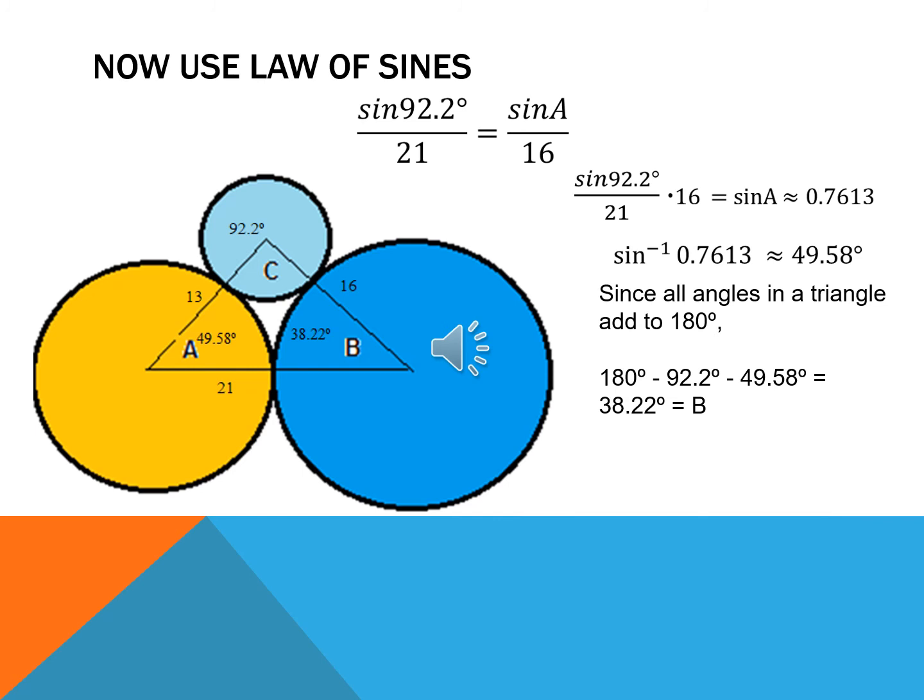So we now know angle C, 92.2 degrees, and we know angle A, 49.58 degrees. Then I can just use the fact that all 3 angles have to add up to 180 to get angle B. 180 minus 92.2 minus 49.58 leaves 38.22 degrees for angle B. You could again use law of cosines or use law of sines to get angle B, but we might as well do it the quickest, simplest way.